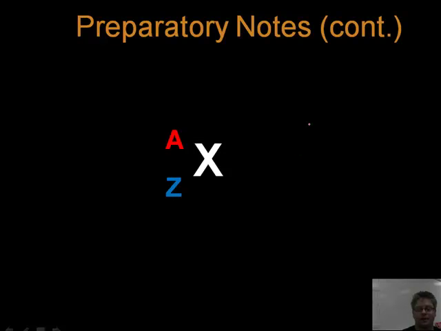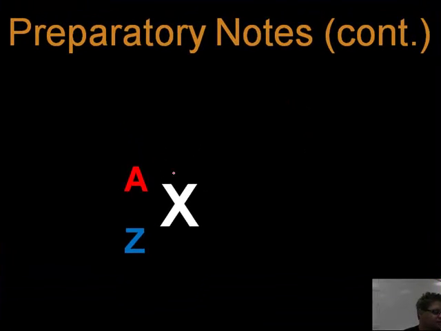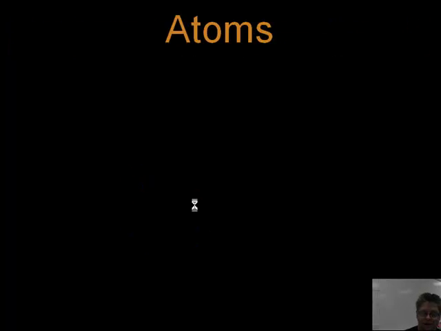So how do we write this out and use some symbols to represent this? Here we have the X, which represents the chemical symbol, the Z that represents the atomic number, and the A that represents the mass number.